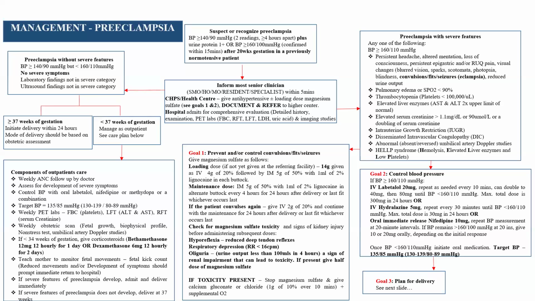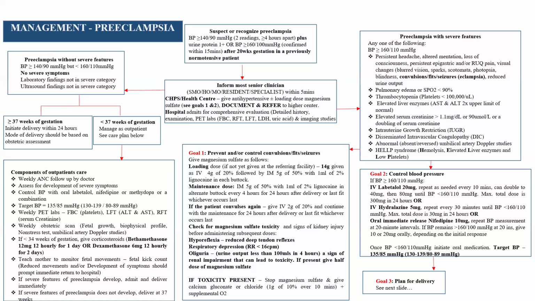Then the next step is dependent on the gestational age of the pregnancy. If the pregnancy is at 37 weeks or more, immediate delivery within 24 hours is advocated. The mode of delivery should be based upon obstetric assessment. But if the patient is preterm, less than 37 weeks gestation, we will manage as an outpatient based upon the care plan below. So that's when we move downwards to the bottom left corner of our screen.